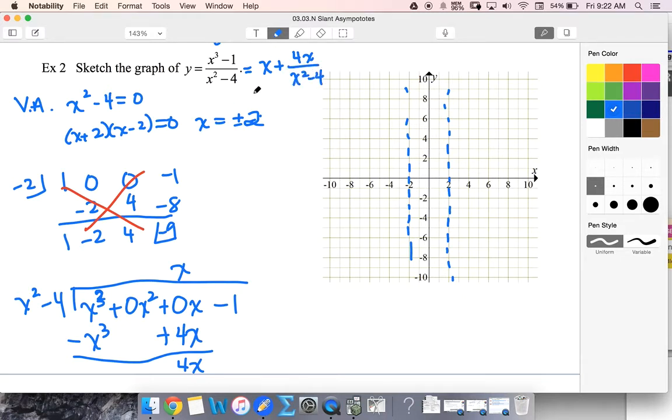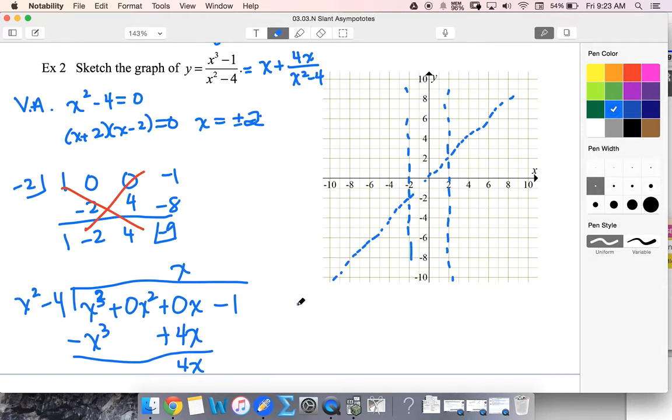My slant asymptote then, this is my end behavior, because as x goes towards infinity, this is going to become 0 because I'll have infinity divided by infinity squared. So my behavior is just going to look like x towards the ends. So let's draw that in. Let me think about a slope of 1 is going to look like this. Drawing in my slant asymptote. Of course, you're going to have rulers to make it easier. So there's my slant asymptote.